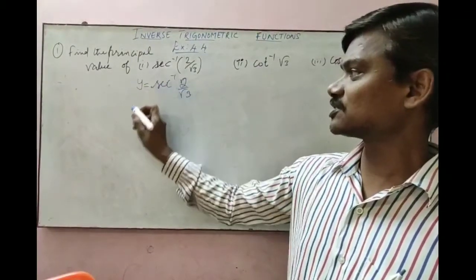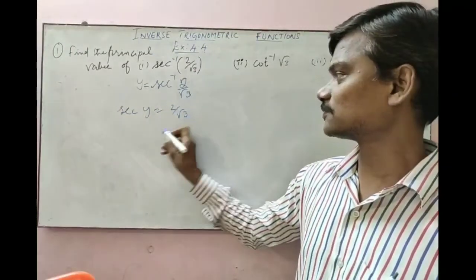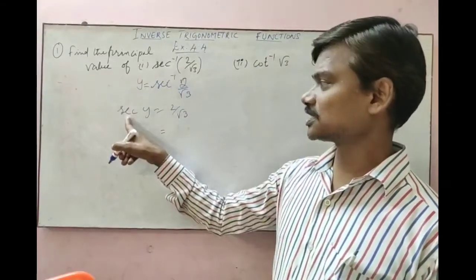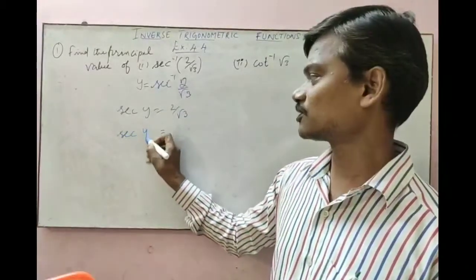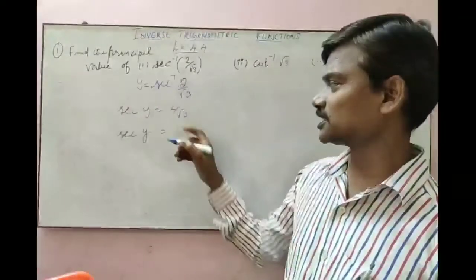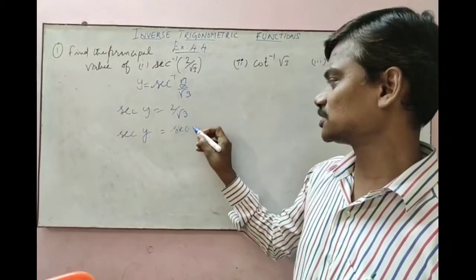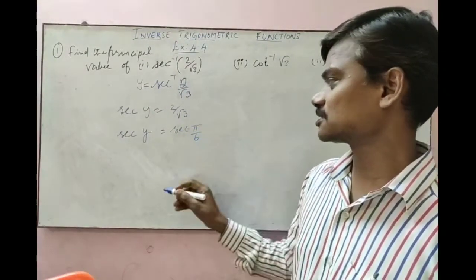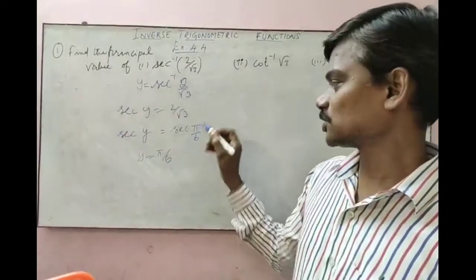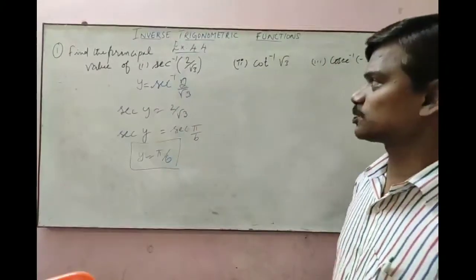If you bring this secant inverse to this side, you will get secant y is equal to 2 by root 3. For what value of secant is 2 by root 3? Secant is the reciprocal of cos. Cos is root 3 by 2. Cos root 3 by 2 is 30 degree. So here secant 2 by root 3 is also 30 degree. That is pi by 6. So y is equal to pi by 6. So the principal value of secant inverse of 2 by root 3 is pi by 6.